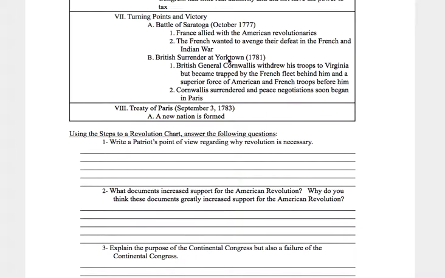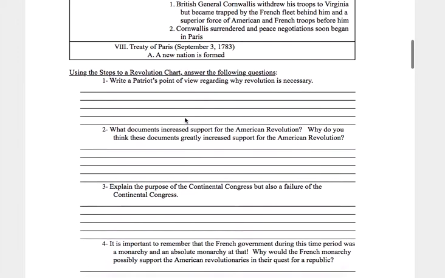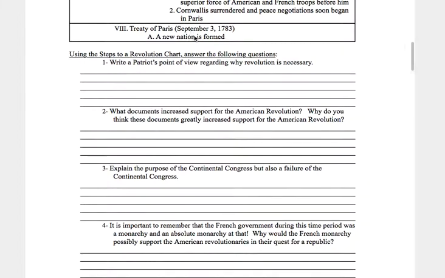The British surrender at Yorktown, 1781. British General Cornwallis withdrew his troops from Virginia but became trapped by the French fleet behind him and a superior force of American and French troops before him. Cornwallis surrendered and peace negotiations soon began in Paris. The Treaty of Paris, September 3, 1783. A new nation is formed.